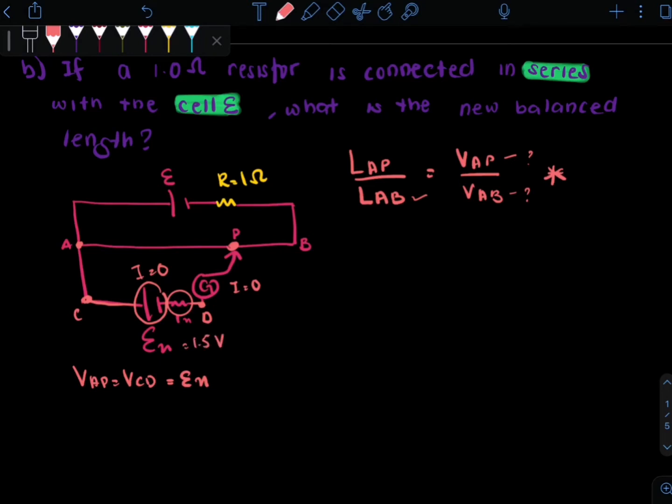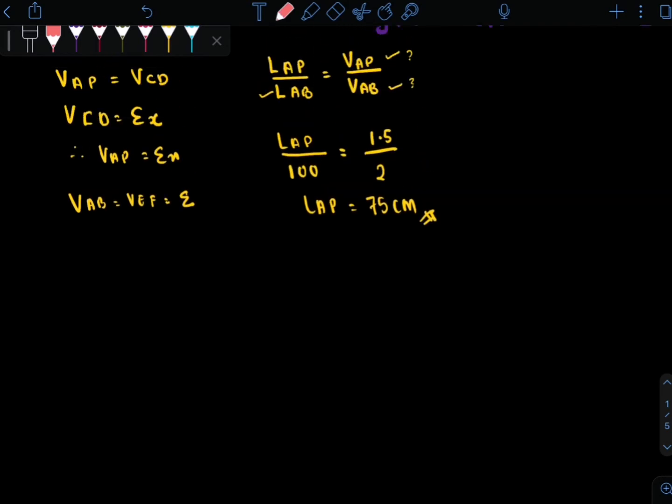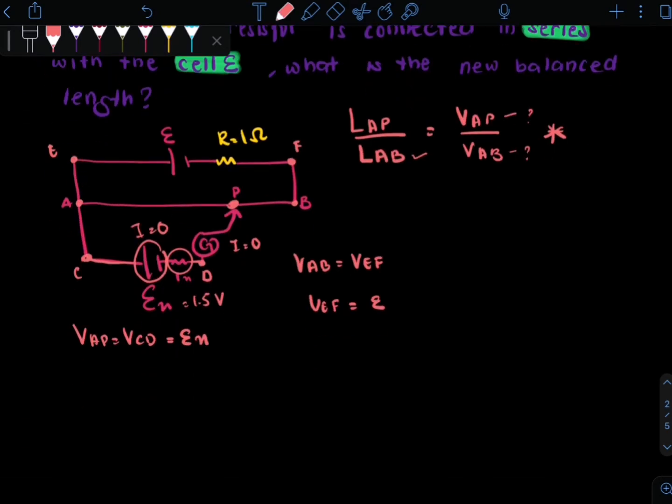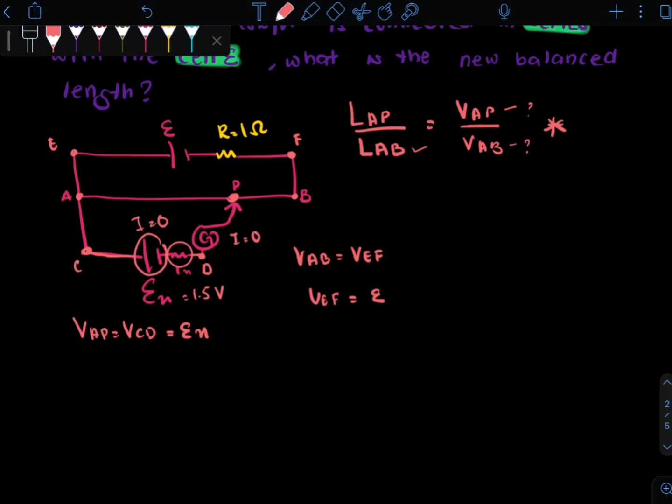Okay, next adalah VAB kita. So now look at VAB. VAB adalah potential across sini. Dia akan sama dengan potential across sini sekarang, which is EF kita. So VAB is equals to VEF. Okay, VAB sama dengan VEF. Okay, so the question is, adakah VEF kita masih sama dengan EMF tadi? Dalam case yang previous question, we had VEF sama dengan EMF. Okay, that is because there is no presence of resistance in the circuit.